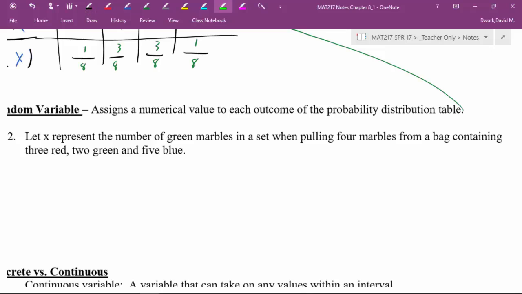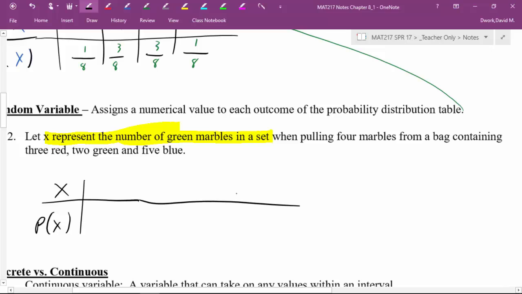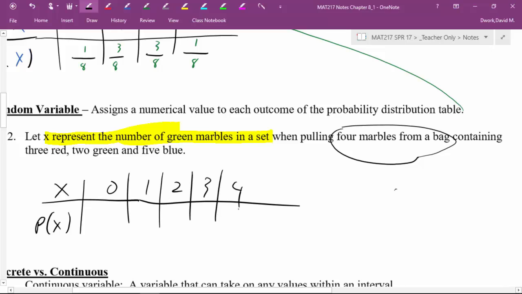All right, so they already told you, let x represent the number of green marbles in a set. So therefore, in our table, we're going to do probability of x and x. Now all of our possible outcomes for x would be the number of green marbles. If I am selecting 4 marbles from a bag, then I could theoretically have 0 greens, 1 green, 2 greens, 3 greens, or 4 greens. Well, except there's only 2 of them in the bag, right? So therefore, it would be impossible for me to get 4 or 3.